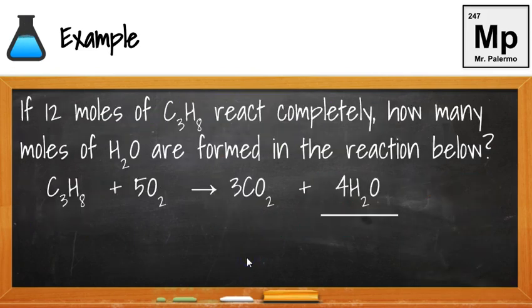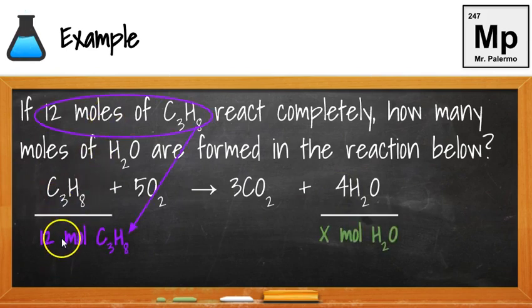Let's see one more example. If 12 moles of C3H8 react completely, how many moles of H2O are formed in the reaction below? So we want 12 moles of C3H8. Right now the recipe calls for 1 of these to make 4 moles of water. We want to change this to 12. So we can put this over 12, and of course we're trying to find out how much water we would make, so that would be our X.